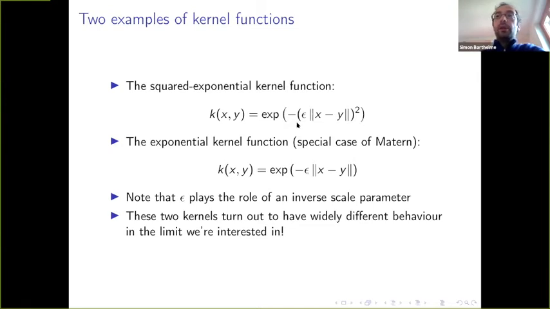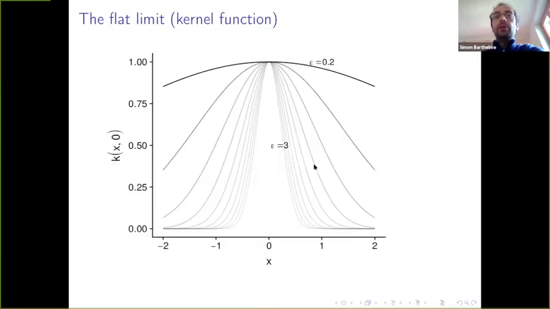Okay. The reason I give these two examples of kernel functions is because they have strikingly different behaviors in the flat limit. So just to be a bit more graphical, here's an illustration of the squared exponential kernel function.